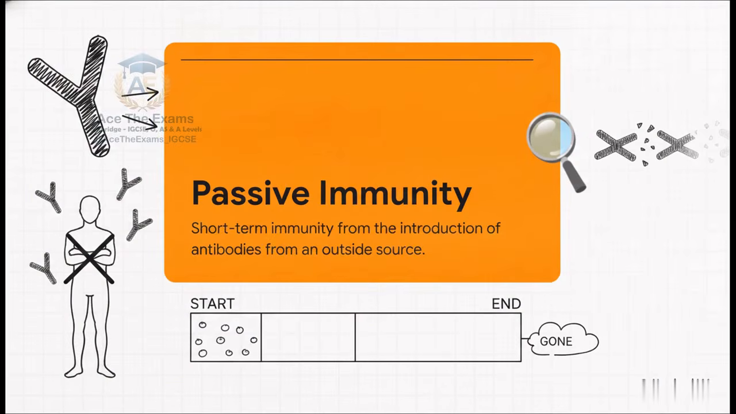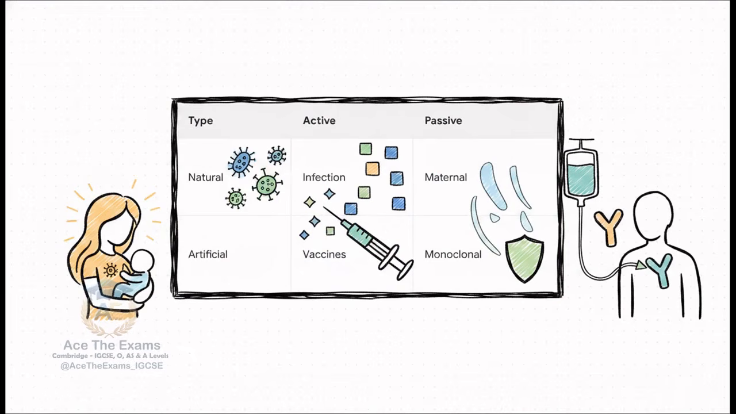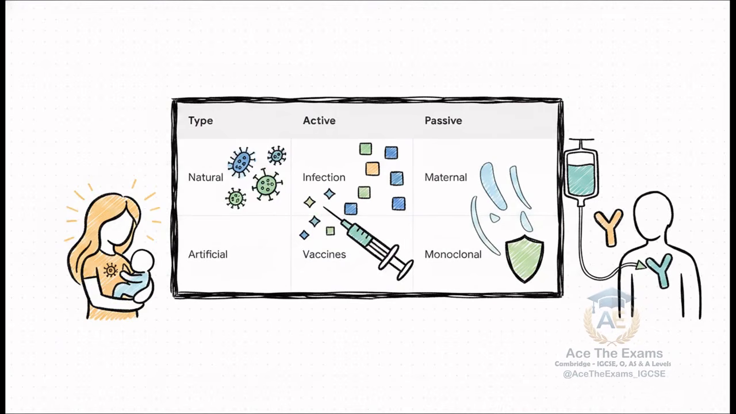Now, notice the stark contrast here with passive immunity. In this case, antibodies are introduced from an outside source. Your body isn't making them at all. Because your immune system isn't actually doing the work, there's no primary response, which means there are exactly 0 memory cells produced. Once those borrowed antibodies degrade and just break down in your bloodstream, the protection is totally gone. It is strictly temporary.